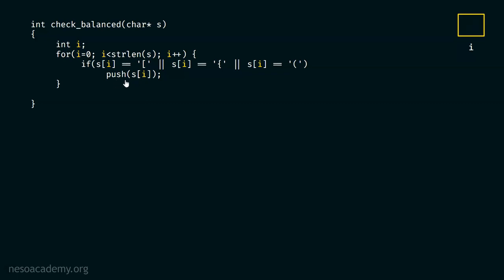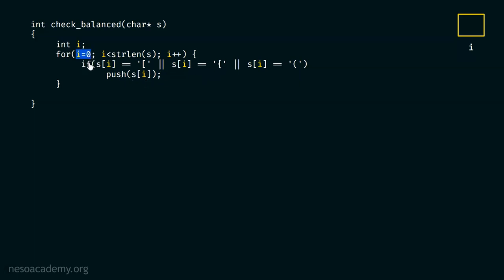We'll define this function later. We already know how the push function works. This is not a big deal. Let's say this push function is capable enough to push the element onto the stack. Okay. Here we are checking this condition: is SI equal to left square bracket or left curly bracket or left round bracket, then we must push that symbol onto the stack.